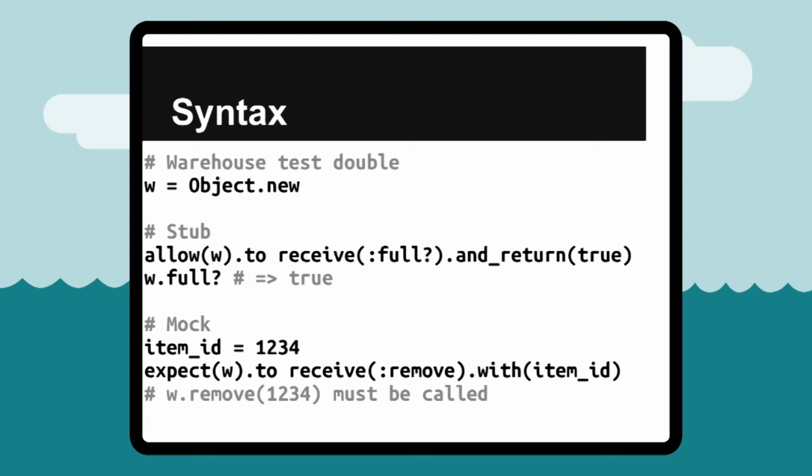If we want to set a mock expectation, again, in the library we're going to build today, we're going to say something like expect w to receive the remove message with a given item ID. And that says, hey, we better receive w.remove(1, 2, 3, 4). It better be called at some point during the test. That's a mock expectation. Everybody with me? Awesome.